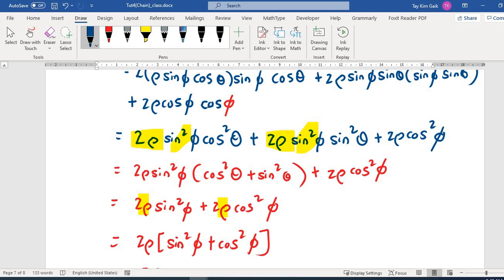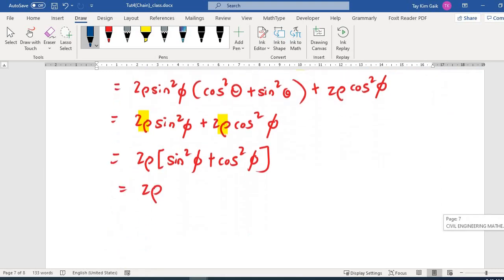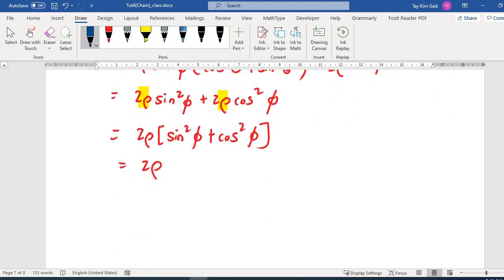Then we factor out the first two terms, which give 2 rho sin squared phi. Cos squared theta plus sin squared theta is 1, so the first two terms simplify to 2 rho sin squared phi. The third term is 2 rho cos squared phi. Factor out 2 rho again: sin squared phi plus cos squared phi is 1. That's why lastly the answer is 2 rho. So this is del W del rho.